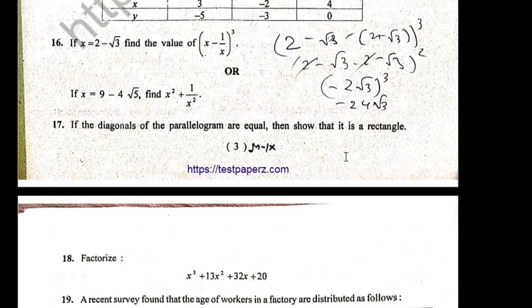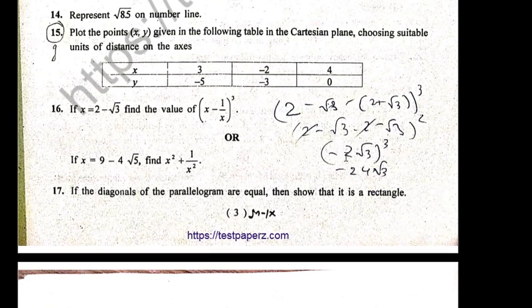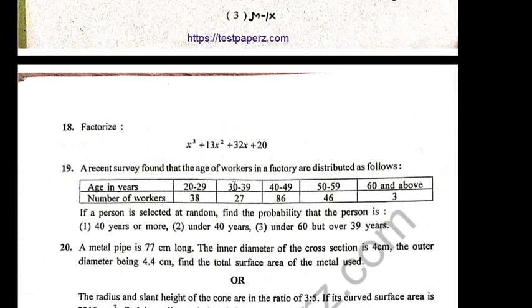Next problem is, if diagonals of a parallelogram are equal, then show that it is a rectangle. Now when diagonals of a parallelogram are equal, we have to show it is a rectangle. What is the property of a rectangle? The property of a rectangle is that each angle is 90 degrees. So when a parallelogram has each angle 90 degrees, we call it a rectangle.